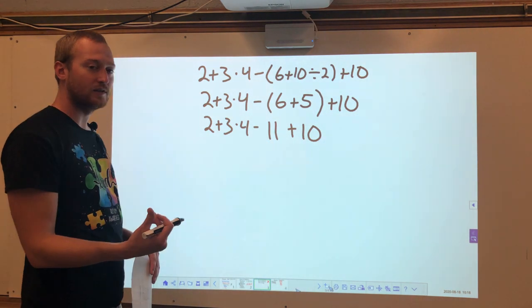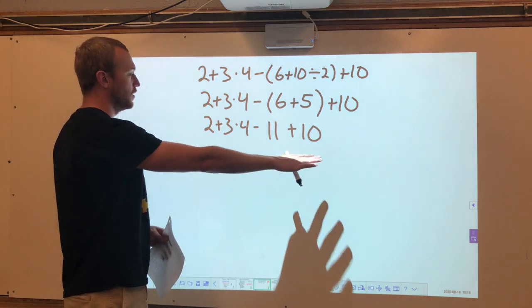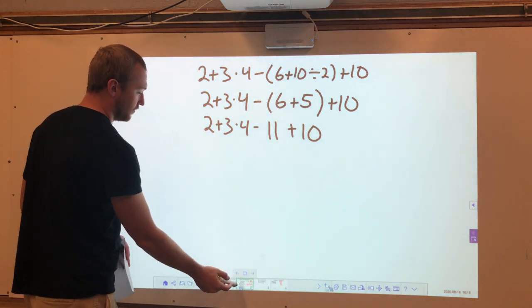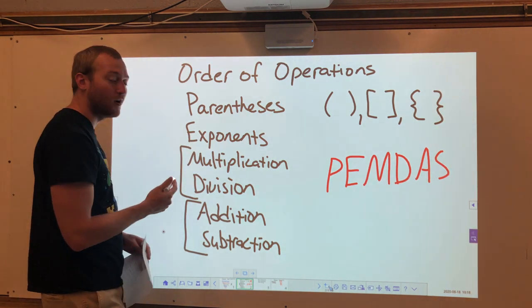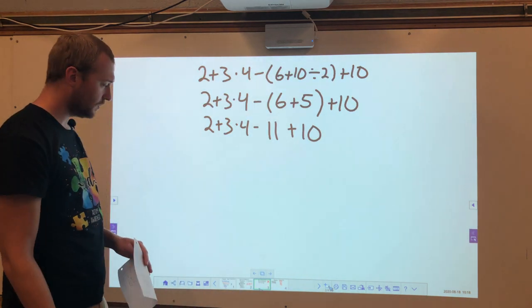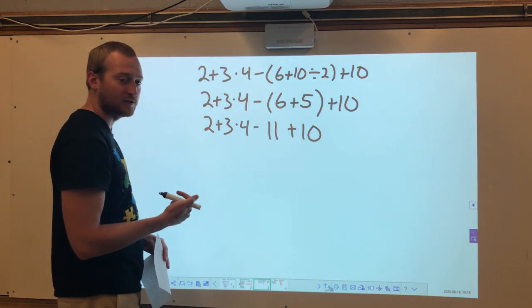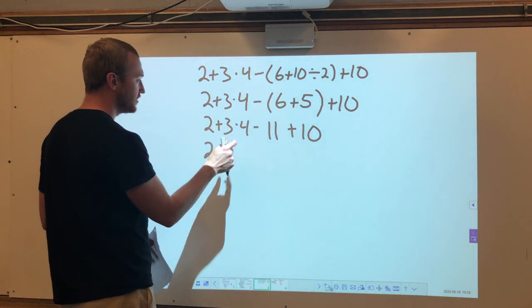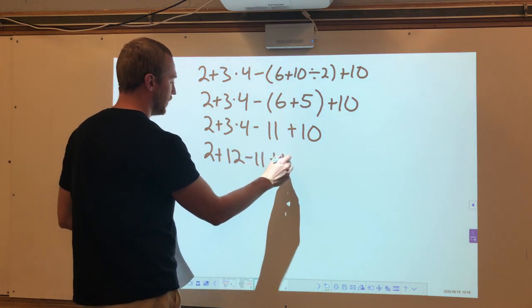Okay, so we take care of parentheses. Next, we check for exponents. Are there any exponents? No. Next, it is multiplication and division. Remember, they're all on the same level, so we have to do both. But there is no division, there's just one multiplication step. So we have 2 plus 3 times 4, which is 12, minus 11, plus 10.